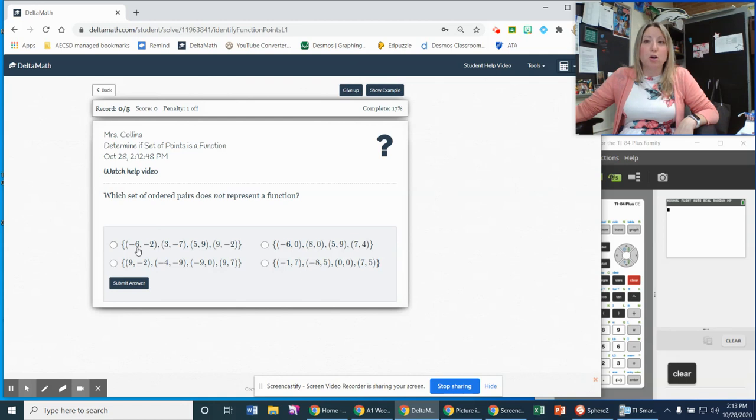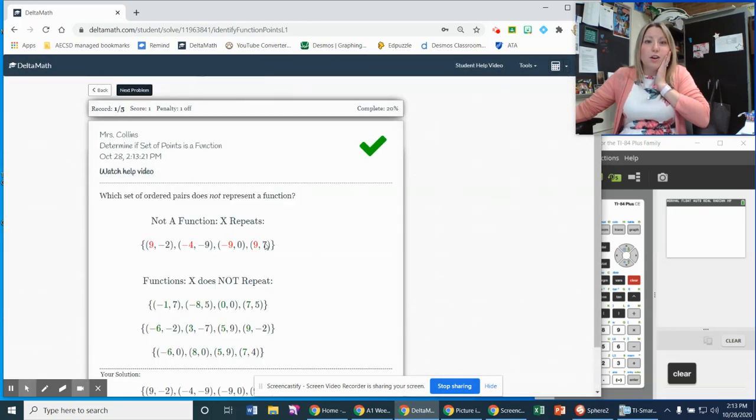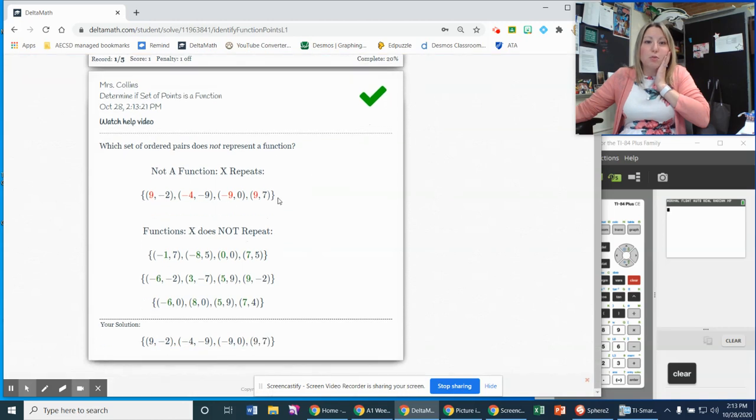So look at this first multiple choice right here. So -6, 3, 5, and 9. No X values repeated, so this is a function, so it can't be my correct answer. And now I look, X is a 9, X is a -4, a -9, a +9. There is an X value repeated. That is not a function, and that's what I was looking for. So an X value repeated, and I love that it then explains it to you.